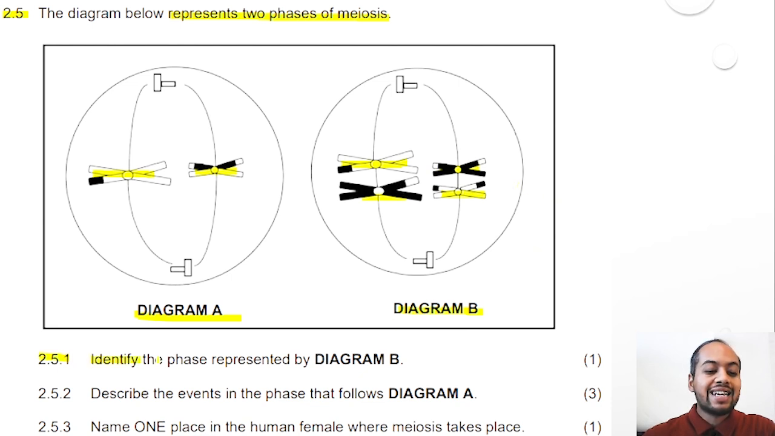2.5.1 asks you to identify the phase represented by diagram B. So if we have a look at diagram B, we are trying to identify this phase. Because we still have our homologous chromosome pairs, therefore we are saying it's metaphase 1.